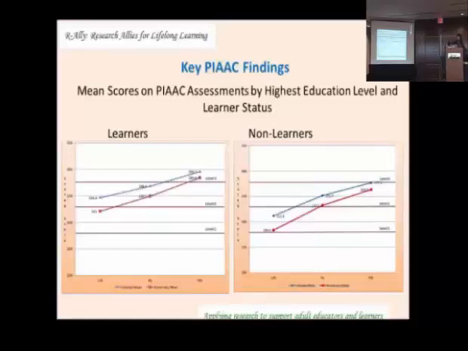And then the range goes up as you go through the high school learners and the post-secondary learners. But when you look at the non-learners, regardless of their educational attainment, it doesn't get quite as high. All of those differences are significant between groups and between categories as well.